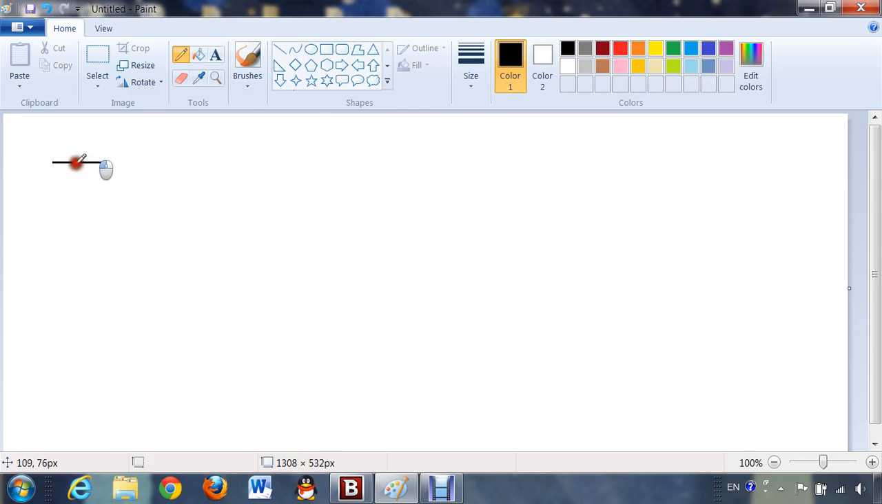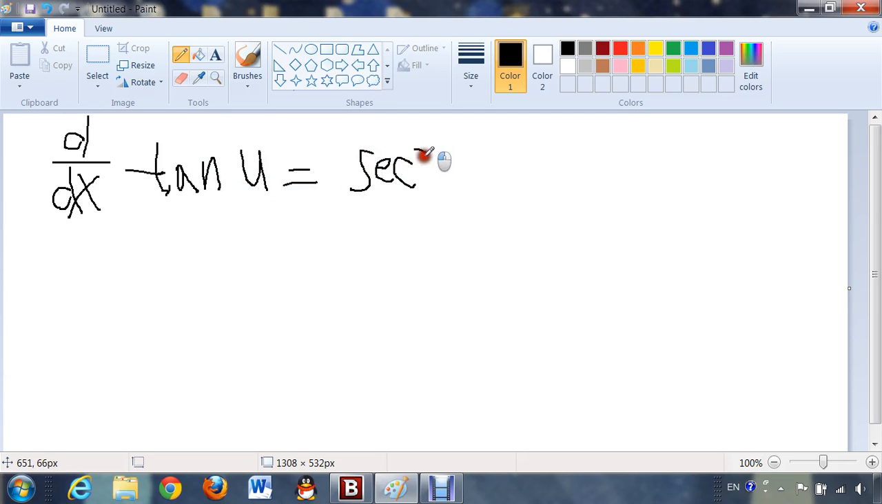As you remember, the derivative of tangent something is secant squared something, right? And how do we know if we don't remember this? We don't have to memorize this. We can derive this from the derivative of sine and cosine.